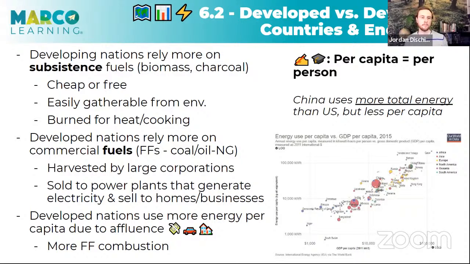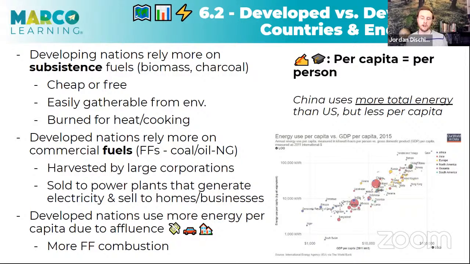And that term per capita, this is like a write like a scholar kind of opportunity here. Make sure you know that per capita means per person. And then also make sure that you understand that a country can use more energy per capita, but less energy overall. And China and the US are a great example. China can use more total energy than the US, but it uses less per capita, per person.